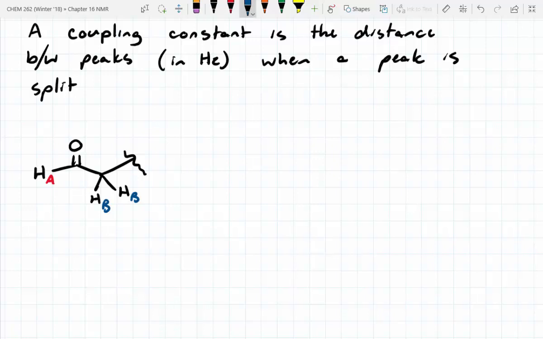So let's say we've got an HA signal right here. Let me change this to black. So this is HA, and it's unsplit. Meaning right now it's not feeling either of the neighboring HB protons. All right, what will happen is one of those neighboring protons will split it once, and then the other proton will actually split it again. So I'll show you guys kind of how this works.